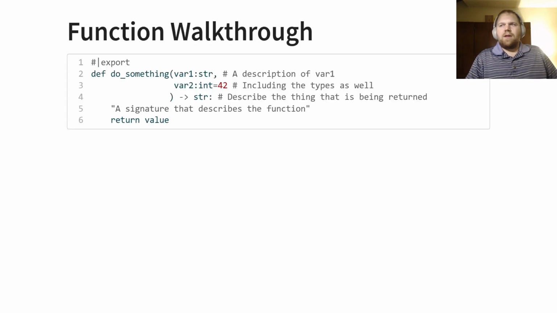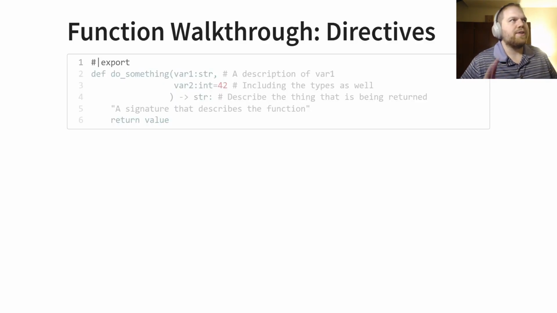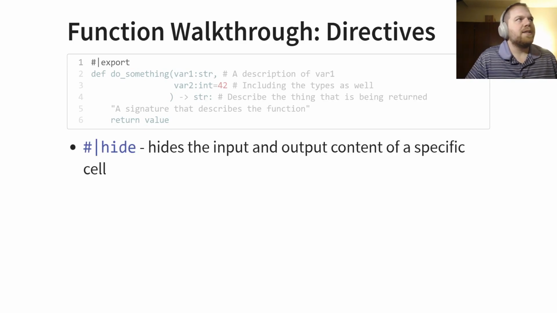So this is what a function looks like in nbdev. The first line here is called your directive. There's multiple different directives. The hide directive will hide both the input and the output, so it doesn't show up in the documentation. It's not going to get exported, and is really just for cells you probably don't want to show. It's not really adding any value.